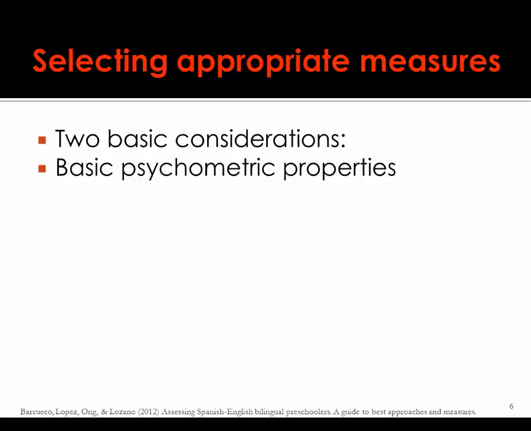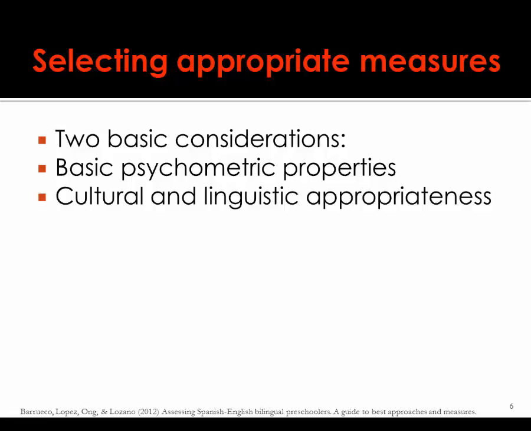So how do we select the appropriate measure? We need to take into account two basic considerations. First, psychometric properties. We need to select a test that has good basic psychometric properties. The next consideration is cultural and linguistic appropriateness. In this case, we want to make sure that the test is adequate for the other language and for the culture of the child.